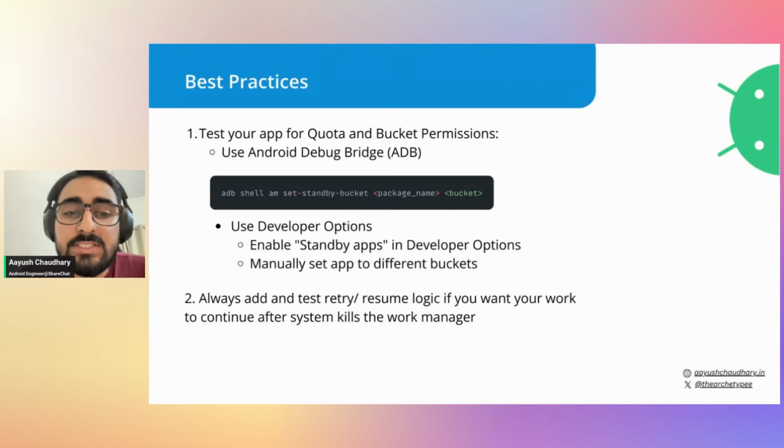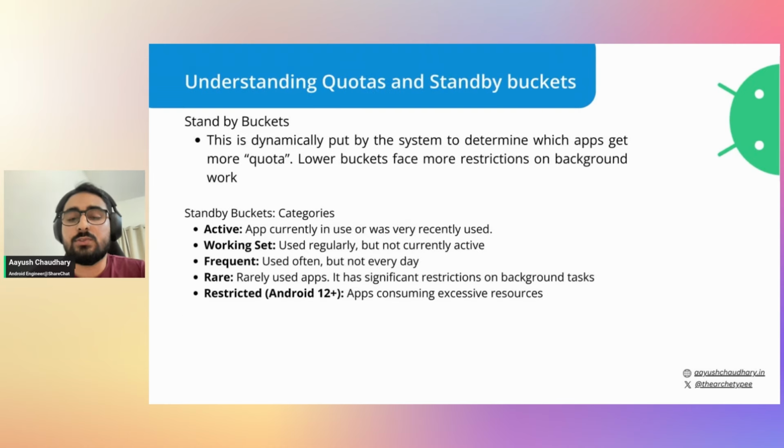Let's talk about standby buckets. Standby buckets are dynamically set by the system to determine which app gets more quota. Suppose your app is active currently, the user is using it, so your app will get more quota than an app which is in the background and not used for a long time. Lower bucket means more restriction on background work.